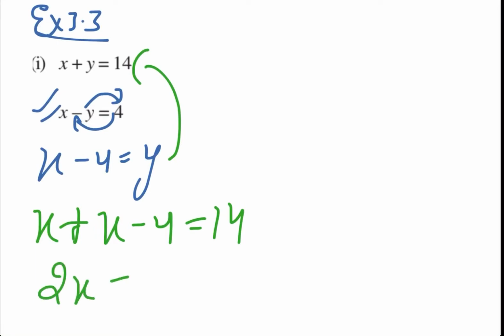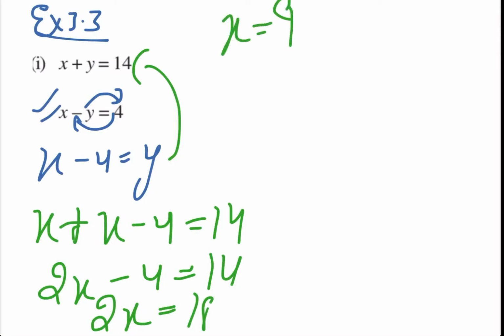2x plus my 2x minus 4 is 14. So 2x becomes 18. So what is x? It becomes 9, 18 by 2. I have got this value. Now I have to do another substitution.